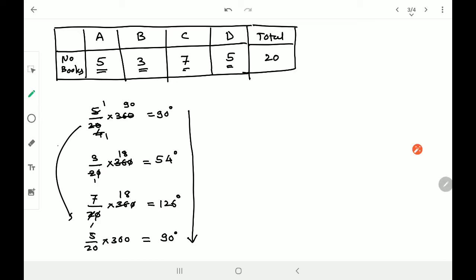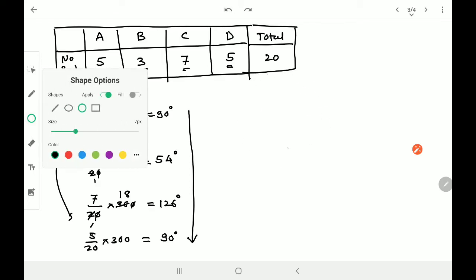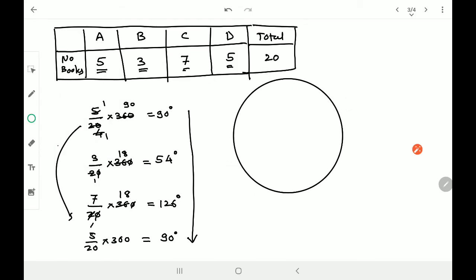Okay. So now what I have to do is draw a circle. Then I'll draw one simple radius, considering a center. And then I'll draw the first angle, 90 degrees. So I'll take a protractor and draw the 90 degree angle in this manner. Right? Then we'll draw 54 degrees, maybe in this way. Then we'll go for 126 degrees using a protractor in this way. And the remaining has to be 90 degrees. Clear?